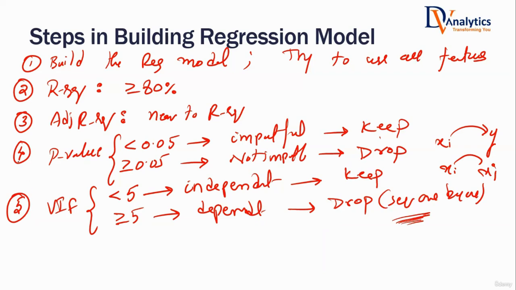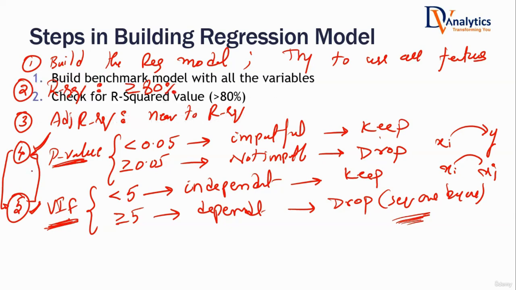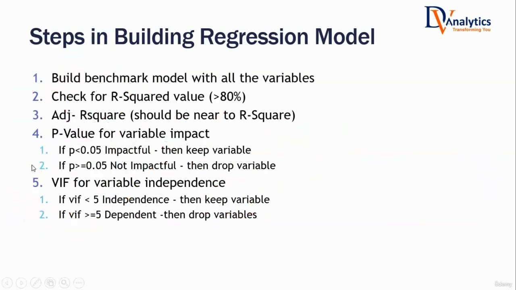Another point is that there's no fixed order you have to follow. Sometimes you choose all the independent features, then out of them choose the impactful features. Or sometimes you choose impactful features first, then out of them choose the independent ones. Whether you follow step 4 first or step 5 first, it doesn't matter. You will get the same result, in the sense you will have the same R square. Only thing is that you have to make sure you do those 2 steps. So these are the steps that you must follow when you're building a regression model.